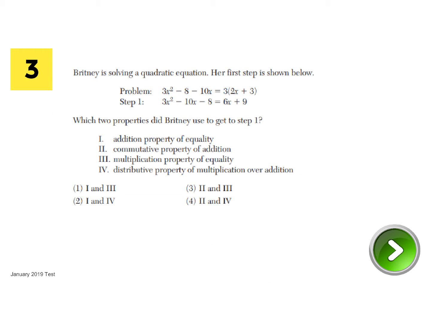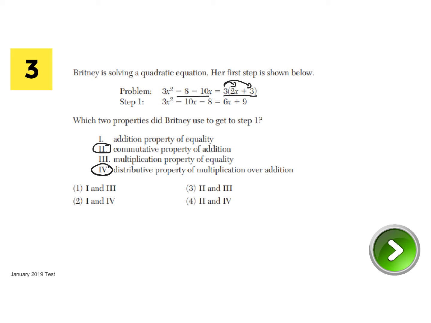Okay, so our next problem, Brittany's solving this quadratic. Her first step is shown. So her first step, and then the original problem, it says what two properties did she use? So we need to know what those properties mean. I can tell right away that she has distributed this. So she definitely did the distributive property. And then it looks to me like she has reordered this. So instead of minus 8, minus 10x, so we're looking at our commutative property.